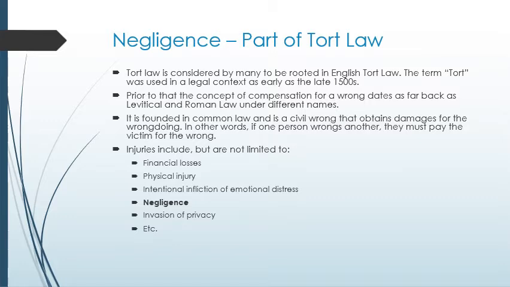It's found in what's known as common law and is a civil wrong, meaning that two parties obtain damages for wrongdoing. In other words, if one person does something that causes another person injury, either physical or otherwise, they must pay the victim for the wrong. And those injuries include everything from financial losses, physical injuries, intentional infliction of emotional distress, and in this case, negligence, invasion of privacy, etc.